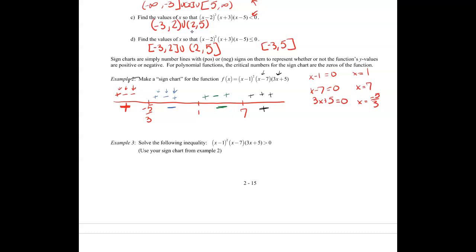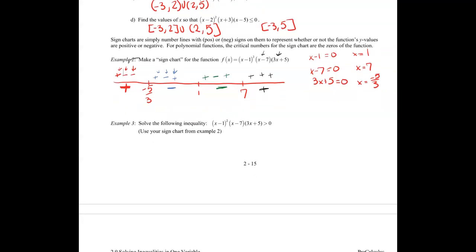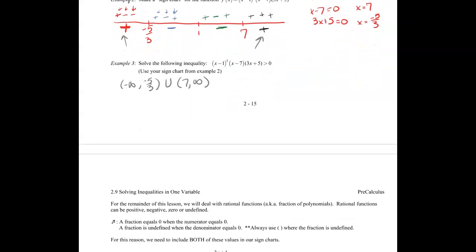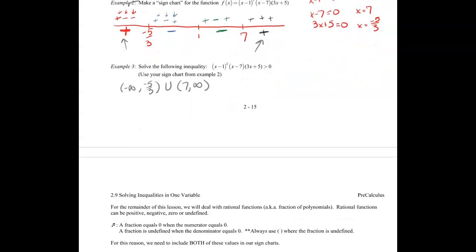Cool. So now we got to show the inequality where it is greater than 0. Well, it's greater than 0 on the intervals where it is going to be positive. If I'm just looking at a sign chart, which would be those two intervals sitting right there on my x-axis. So that would be from negative infinity to negative 5/3, and union with 7 to positive infinity. Cannot include that 7, cannot include that 5/3, because it is only greater than 0. It is not or equal to. Alright, let's go to the next example.